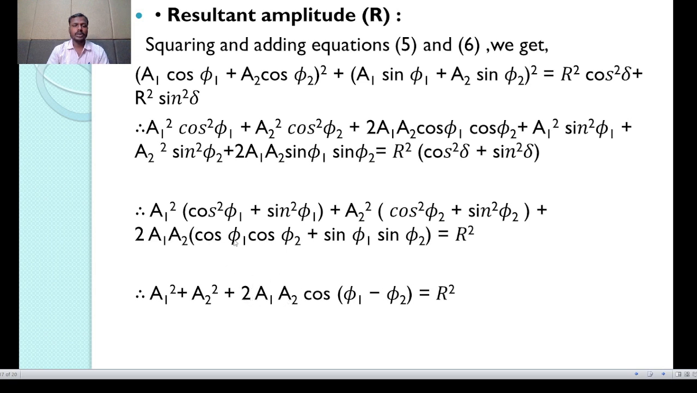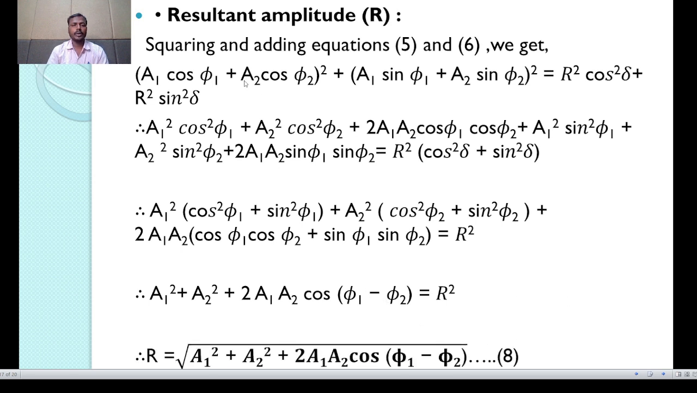We know that cos phi 1 cos phi 2 plus sine phi 1 sine phi 2 is nothing but cos phi 1 minus phi 2, and this is equal to r square. So taking the square root, we can write for the resultant amplitude r is equal to the square root of a1 square plus a2 square plus twice a1 a2 cos phi 1 minus phi 2.